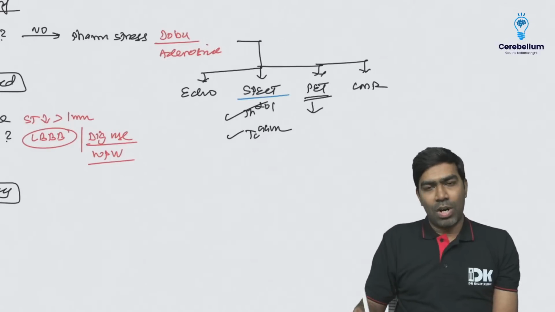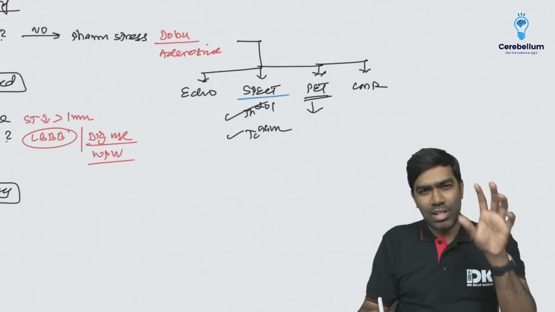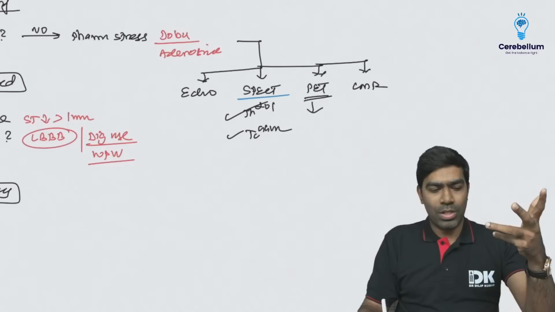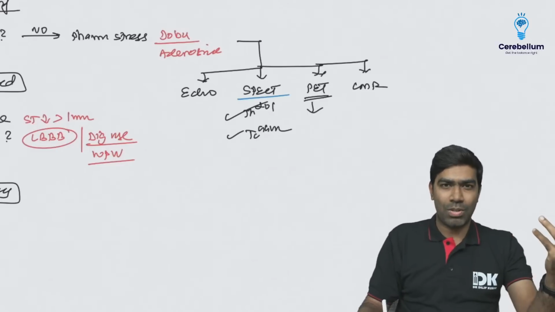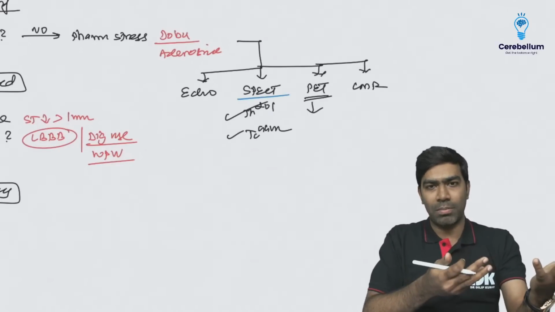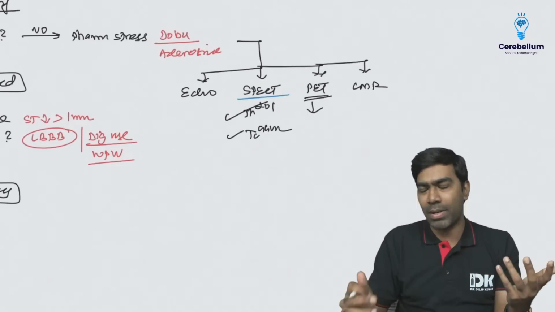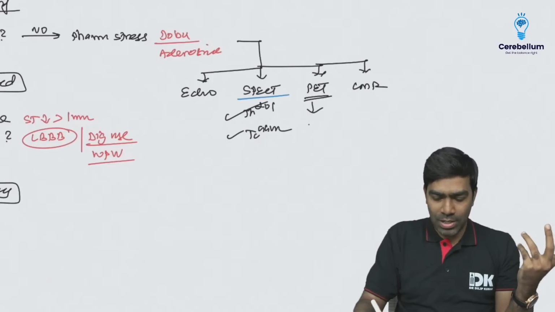PET scan. Okay, what about PET scan? PET scan tracers have a very short half-life. That's the problem. That's why we cannot use it along with treadmill, because by the time you ask the patient to run on a treadmill and go back to the PET room, the tracers would have decayed. So that's the reason. So what are the tracers we use?